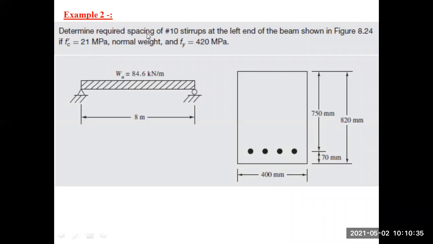So it's asking you to design the spacing at the left end of the beam shown in the figure, f sub c prime given. Okay, everything is given. We have the cross section. So what we do, we immediately draw the shear force diagram. W has been factored as a uniformly distributed load, and it includes the dead load and live load imposed on the beam.